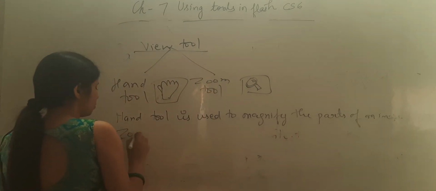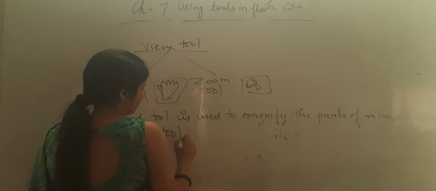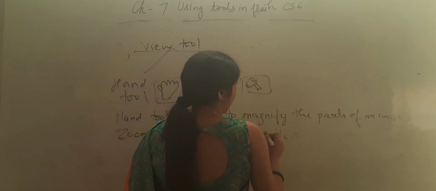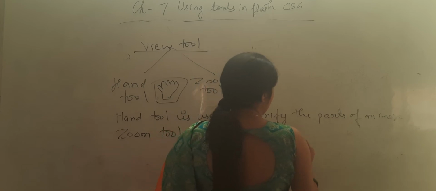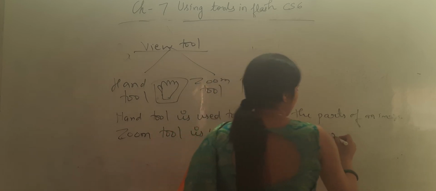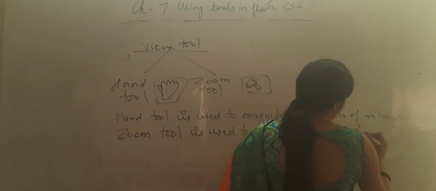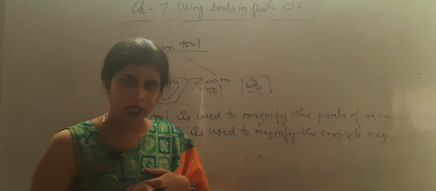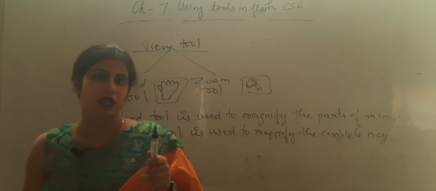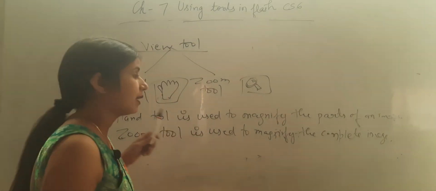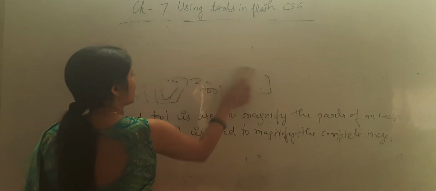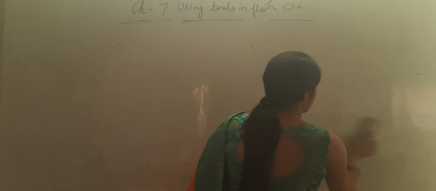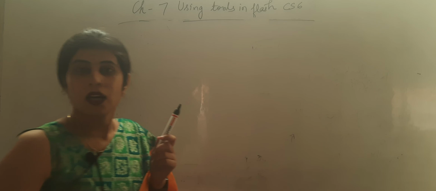So the zoom tool is used to magnify the complete image. This is the difference between the zoom tool and the hand tool, and these two are the parts of the view tool. Whose parts are these? They are the parts of the view tool.